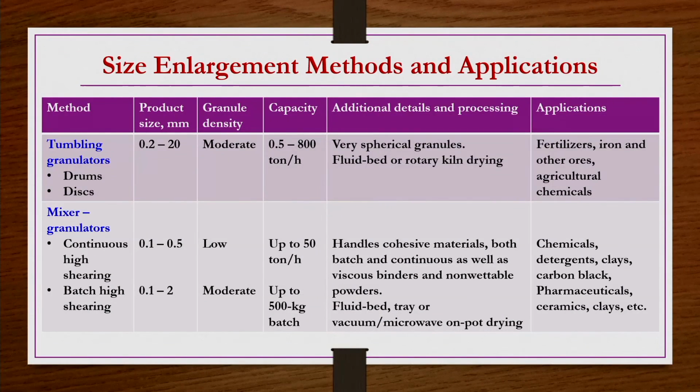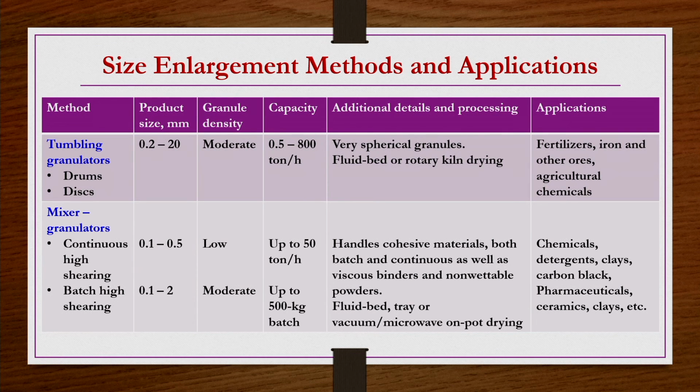So these mixer granulators can be of two types: continuous high shearing or batch high shearing equipment. Continuous high shearing mixer granulators in general produce product of size 0.1 to 0.5 mm, whereas the batch high shearing mixer granulators can produce product size up to 2 mm, that is 0.1 to 2 mm. The density in general is low if you apply the continuous high shearing mixer granulator. If you apply the batch high shearing granulator, then the granule density is in general moderate.